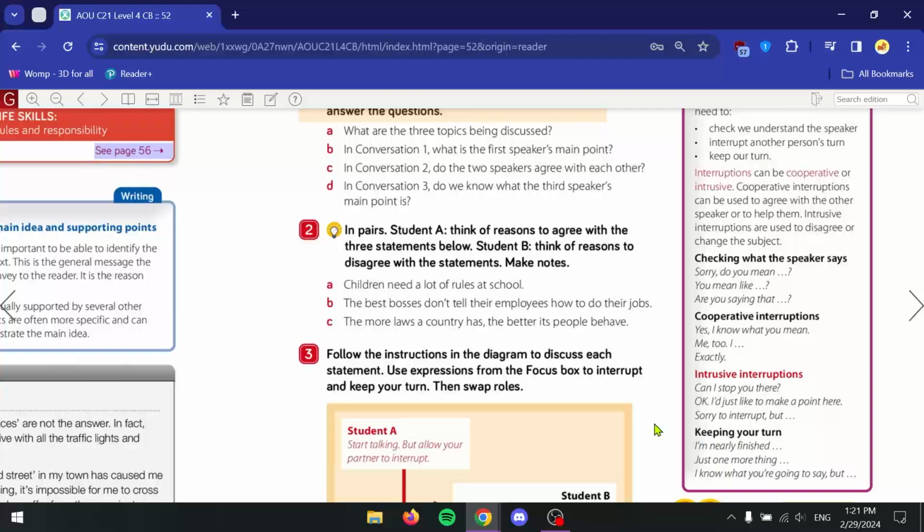Keeping your turn is when someone interrupts you, but you still want to finish your turn. So if someone's about to cut you off and they say, "Okay, I'd just like to make a point here," you say, "I'm nearly finished. So I'm almost done, just let me finish." Or "Just one more thing," perhaps, and you keep going. Say, for example, you talk about something and you know someone's about to raise a question. So they say, "Sorry to interrupt, but I think this question..." you could say, "I know what you're going to say, but let me finish," or "let me explain."